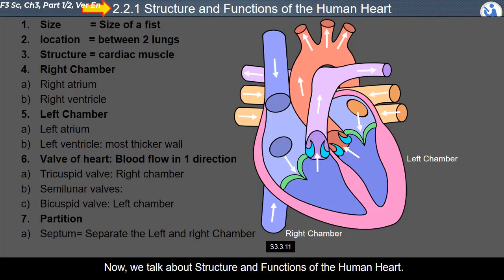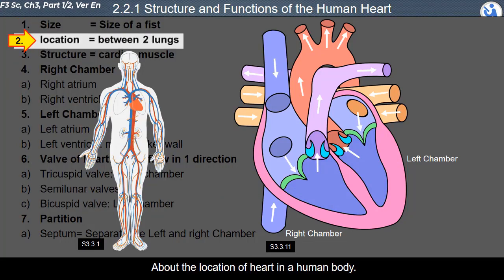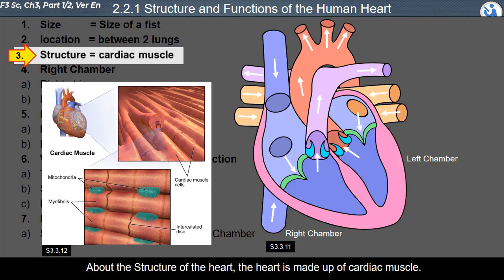Now, we talk about the structure and functions of the human heart. About the size of the human heart: it is about the size of a fist. About the location of the heart in the human body: the human heart is located within the thoracic cavity, between the 2 lungs. About the structure, the heart is made up of cardiac muscle.